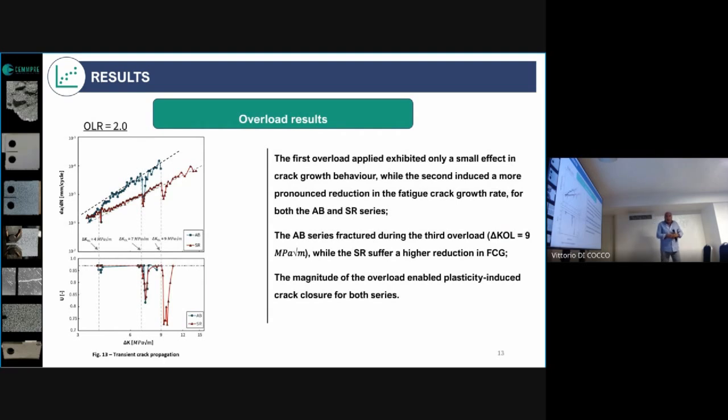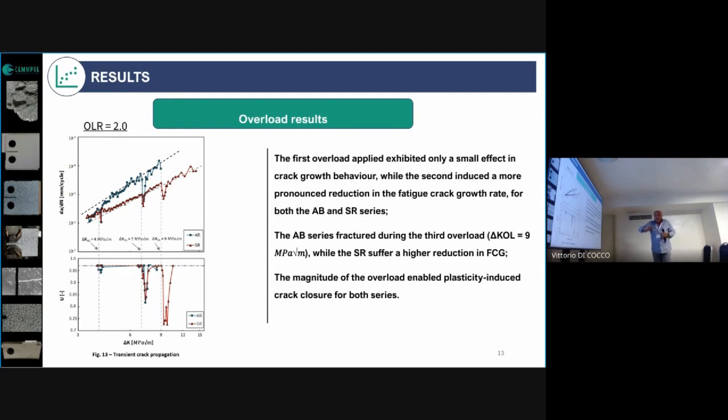Then we perform some overloads to see if we can activate the plasticity-induced closure mechanism. Here we have two curves, the blue ones for the as-built material and the red ones for the stress relief heat treatment. We have a general behavior for overloads. We have a decrease in the crack growth rate, then an increase again, and then we get the value that we would have if there was no overload.